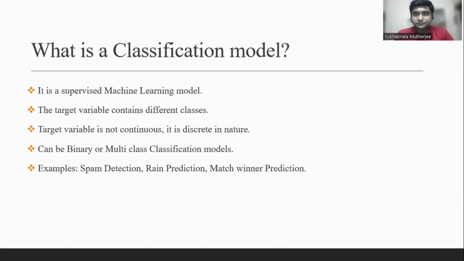As we all know, classification is a supervised machine learning model. Supervised means that the target variable will be present in the primary dataset. And here, as it is a classification dataset, the target variable will contain different classes rather than continuous values. Now, classification models can be binary, multi-class, or multi-label classification models. Some examples are spam detection, rain prediction, or match winner prediction.